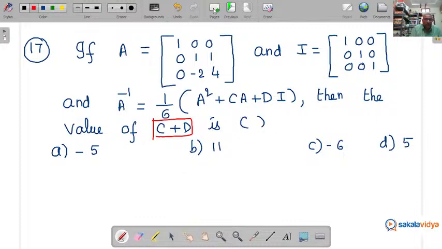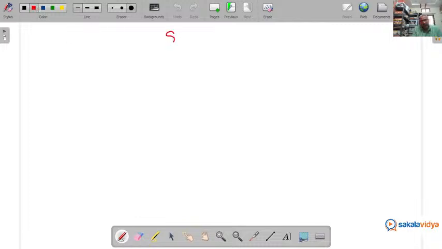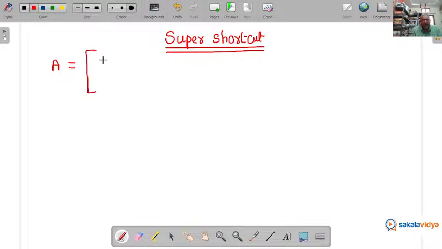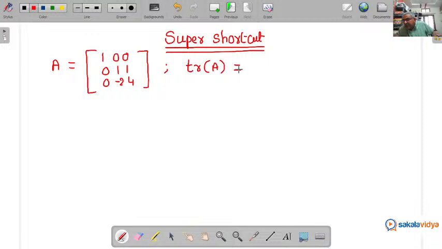On the next page I will explain the super shortcut for this one. First let us take the A matrix, that is 1 0 0, 0 1 1, 0 -2 4. First, all of you find the trace of A. In the previous problem, the 15th problem, we discussed how to find the trace of A: the sum of the principal diagonal elements, 1 plus 1 plus 4.